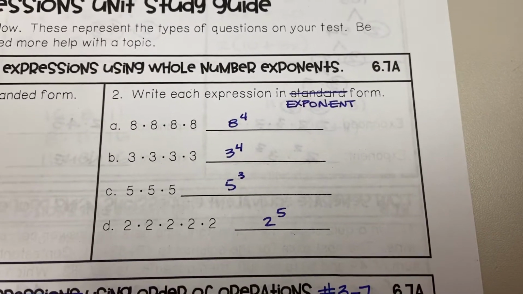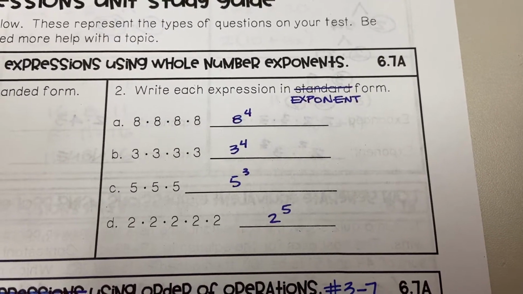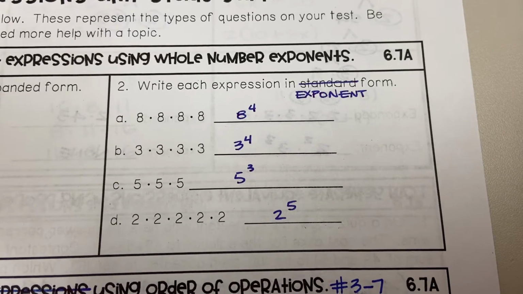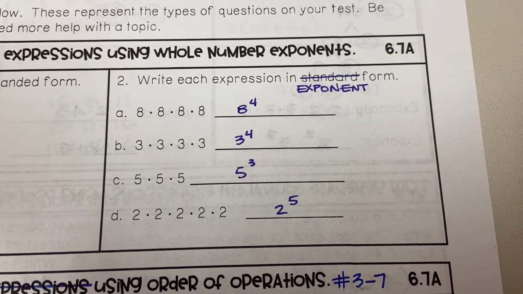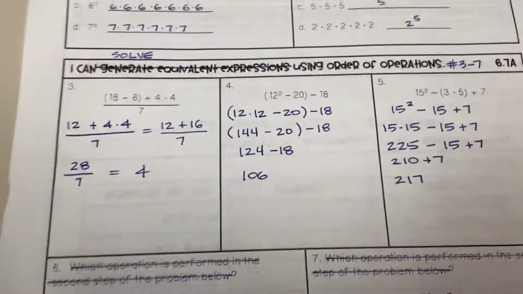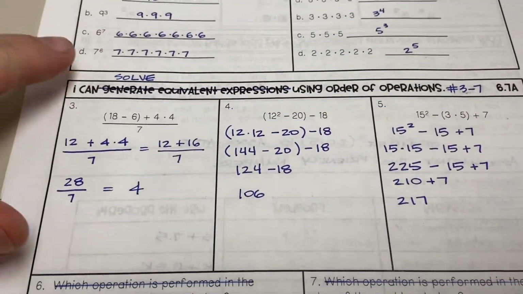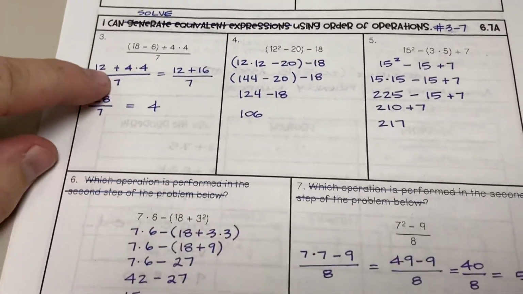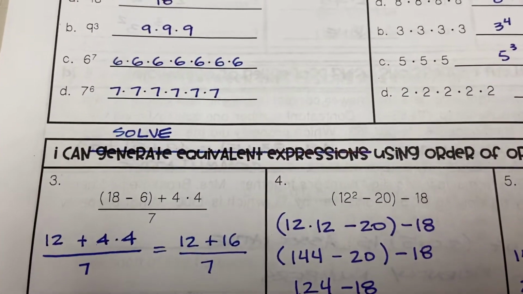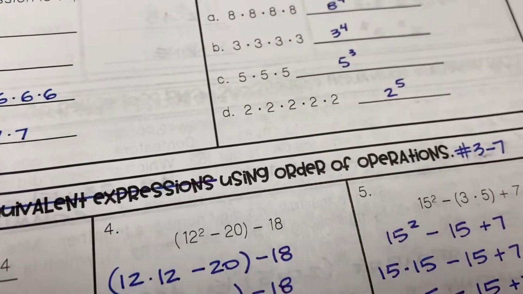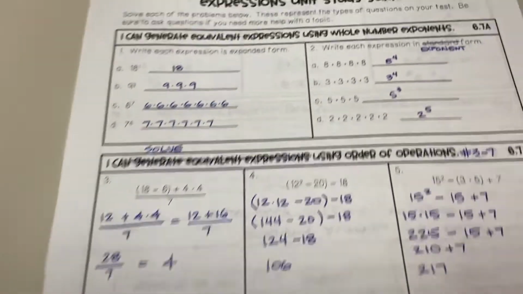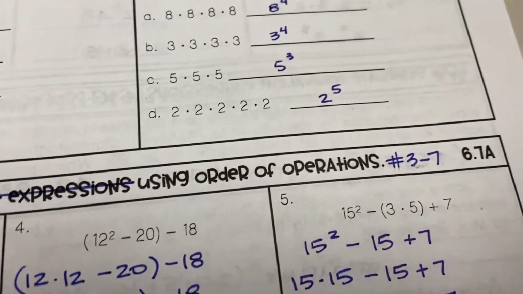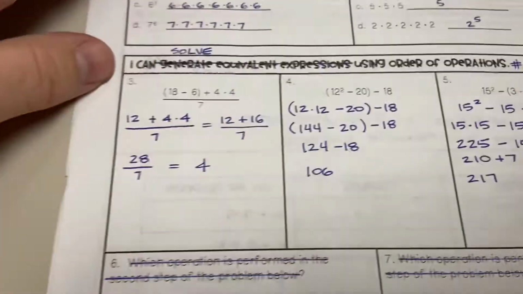Number two, we changed the directions here. We're taking those expanded form expressions and writing them with an exponent. I changed the directions for 3 through 7 right here. Instead of "I can generate equivalent expressions using order of operations," it says "I can solve using order of operations." So for number 3 through 7, that's what we did.